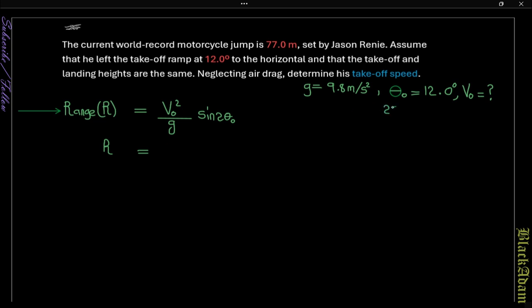The range equation has 2 theta, which is going to be 2 times 12 degrees, so that's 24 degrees. Then we need to substitute into the equation, so that's going to be sine 24 degrees. And our range is 77.0 meters.